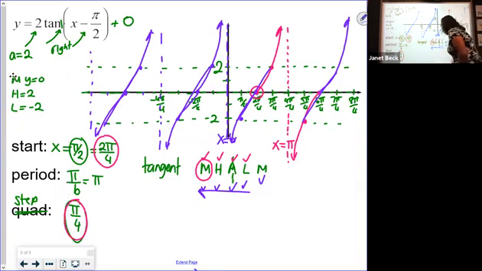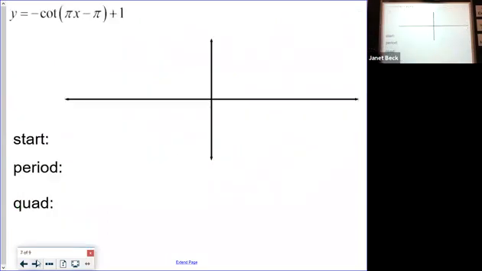Let's try another example. Are you ready to do your homework? You just go and do your homework. If you want to do some more examples, stick with me. Maybe you should stick with me on this one because it's horrible. Okay, so don't forget, you're going to have to factor out that pi. Factor it out. Otherwise, your start will be wrong.